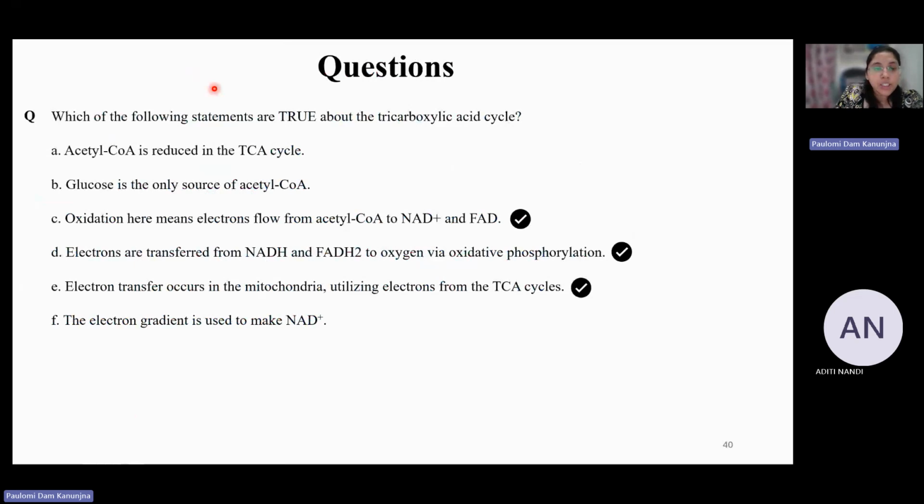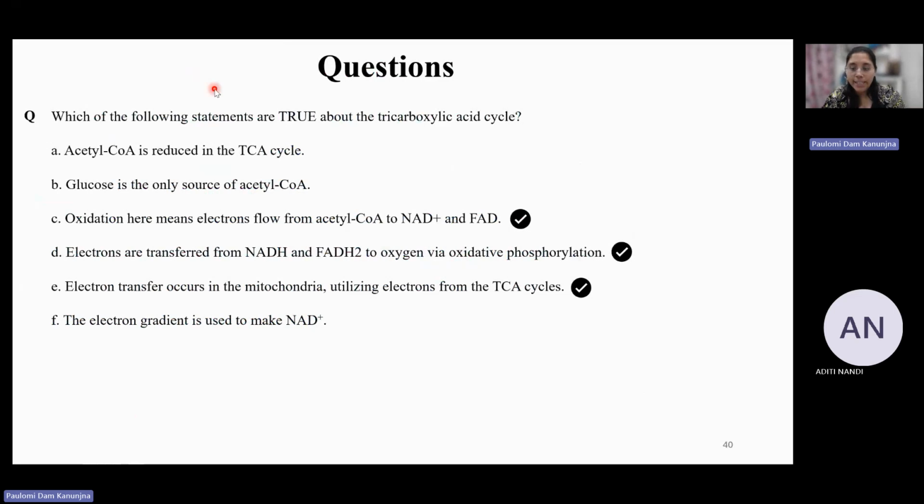Next, oxidation here will mean the electron flow from acetyl coenzyme A to NAD plus and FAD. That's correct. That's exactly what it means, because getting oxidized means it's giving the electrons out to NAD plus and FAD so they get reduced to NADH and FADH. That's correct.